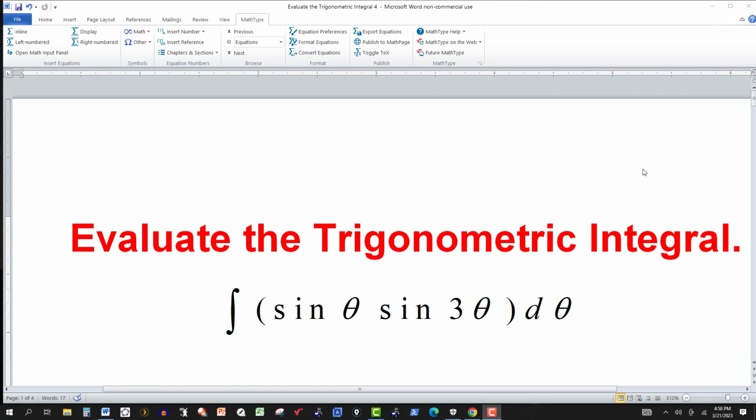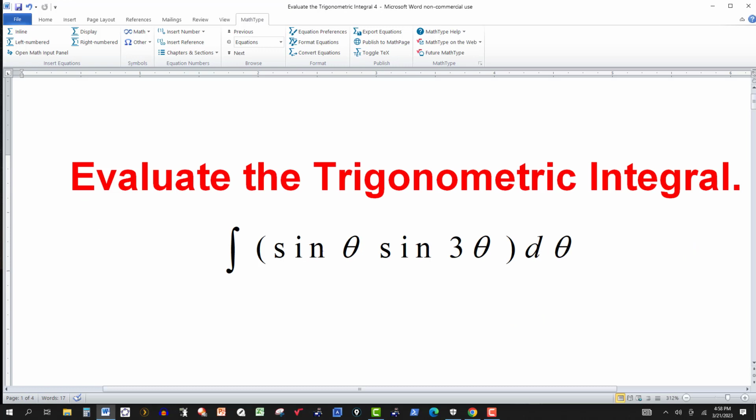In this video we have another trig integral to evaluate. So we have the integral of sine theta times sine of 3 theta. You can recognize this as a product, and we want to convert it to a sum just to make the integration a little bit easier.